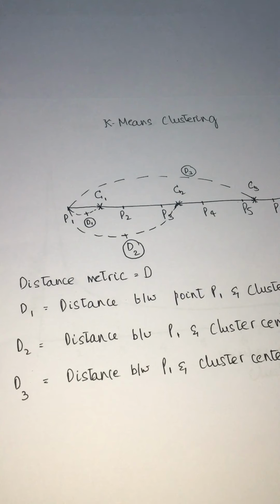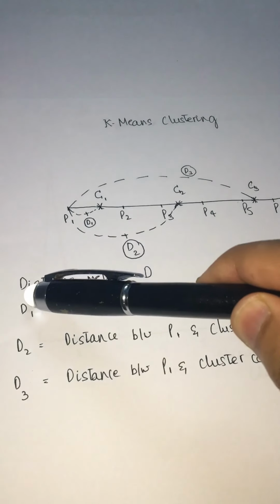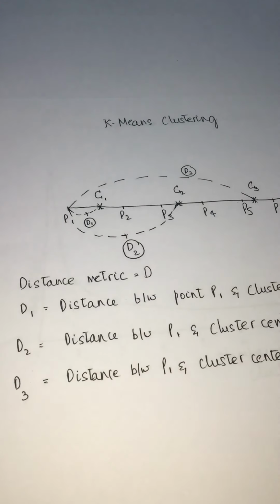So now you know the distance between P1 and C1 is D1, right? Among D1, D2, and D3, the closest one is D1, so you assign point P1 to the first cluster. But it does not stop with assigning. Your cluster center needs to be recalculated, because you have additional points in the cluster as well.